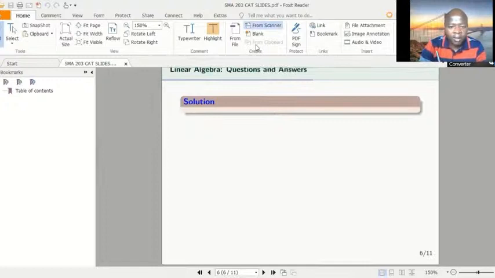So let me write the augmented matrix. And the augmented matrix is -1, 5, 0, 0, then -8. We have -2, 5, 5, 2, 9.